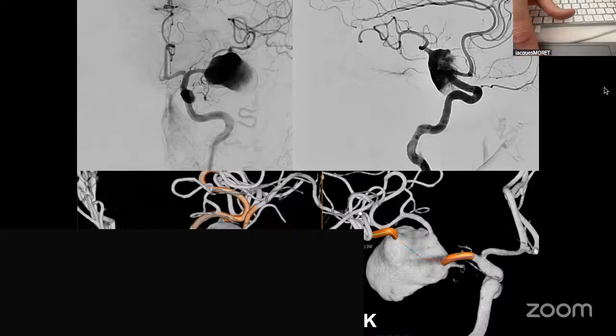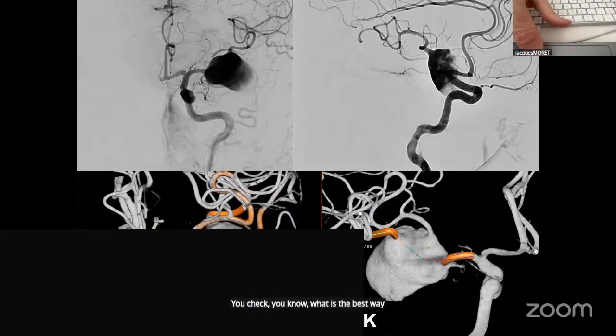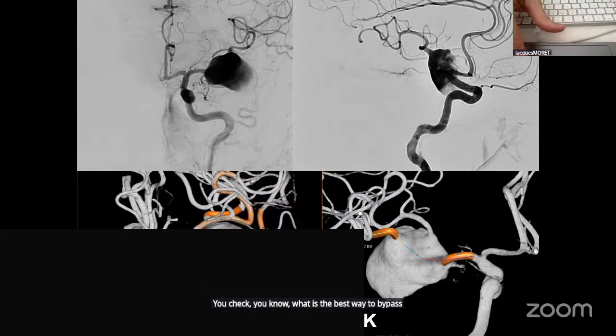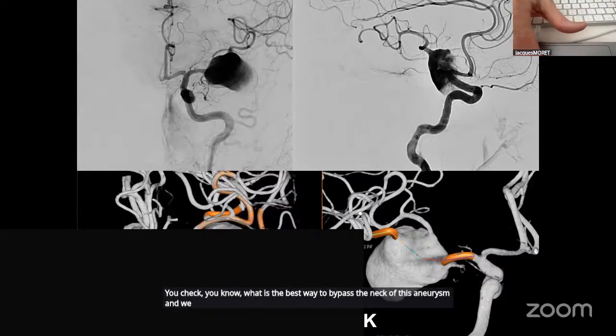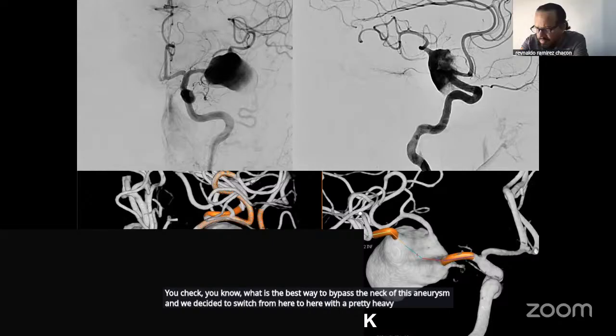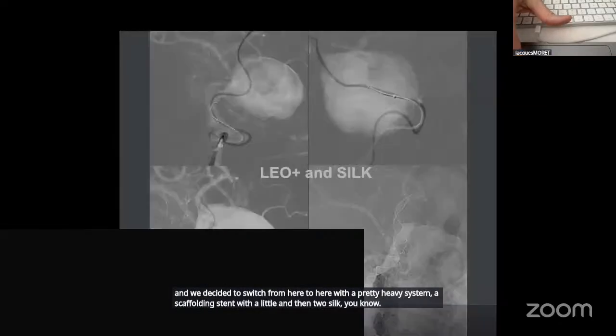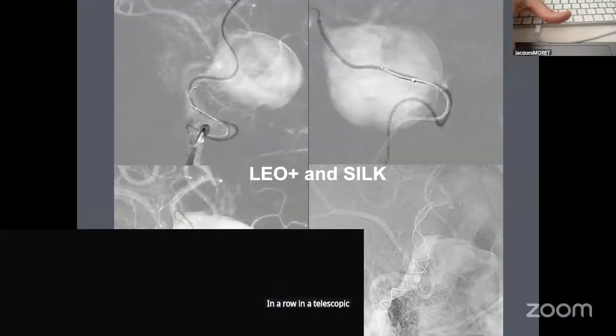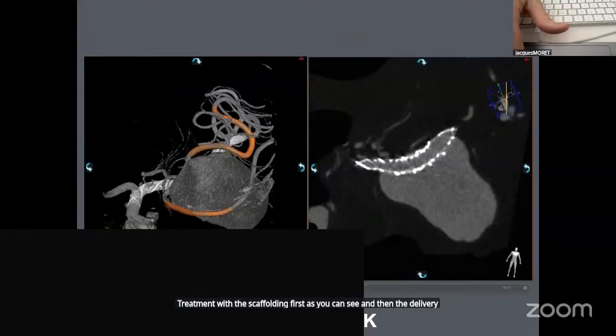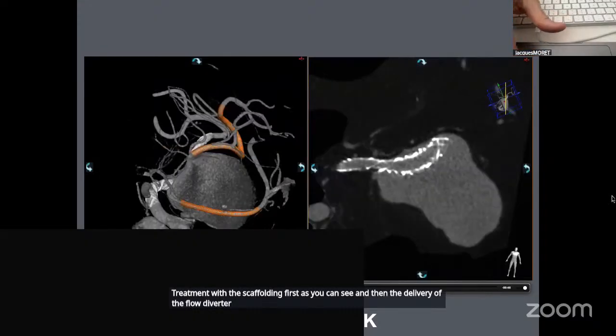You check what is the best way to bypass the neck of this aneurysm, and we decided to switch from here to here with a pretty heavy system, a scaffolding stent with a Leo and then two silk in a row in a telescopic way. So this is a pretty tricky treatment with the scaffolding first, as you can see, and then the delivery of the flow diverter inside the scaffolding stent.